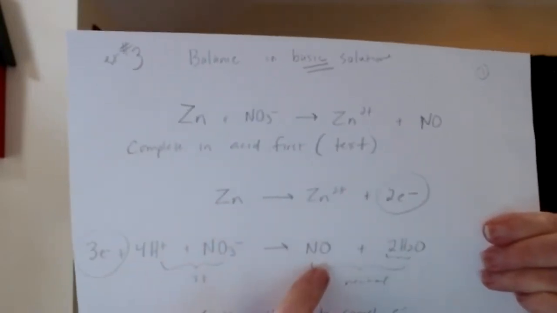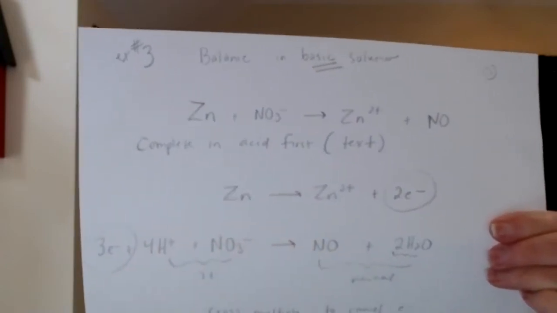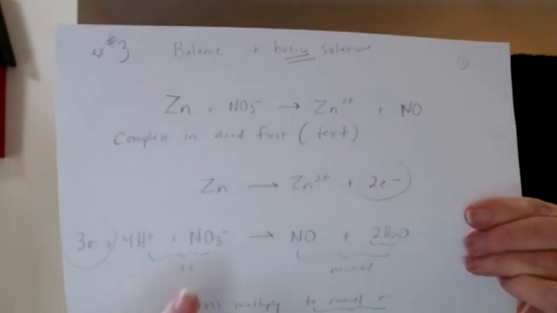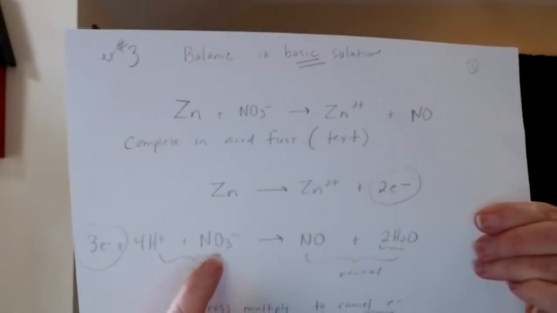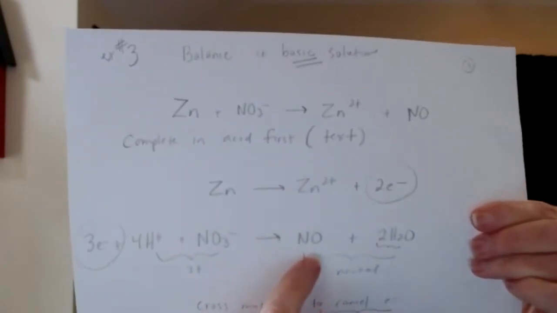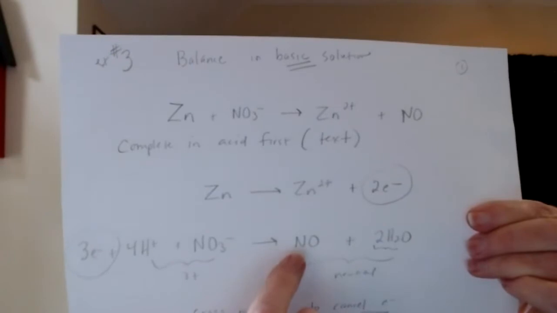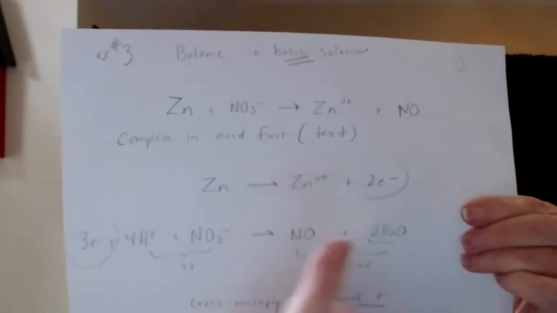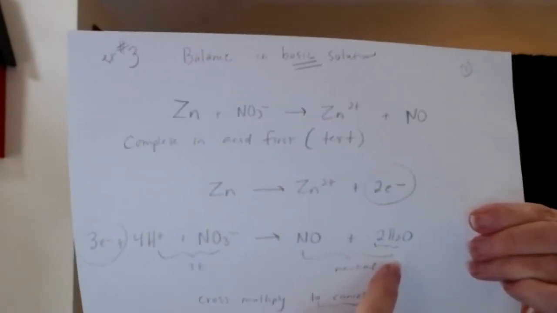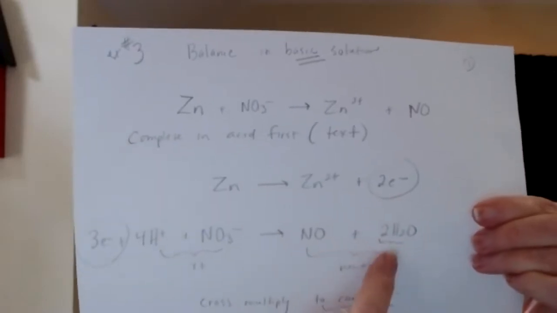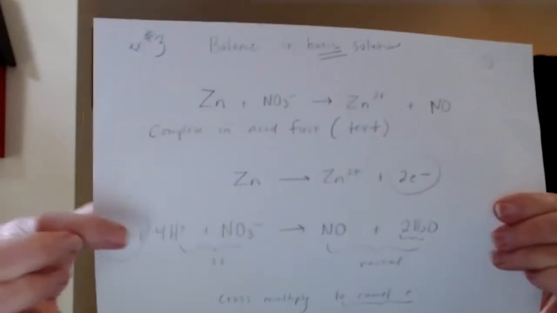Nitrate to NO. N and N, that's balanced atomically. Okay, I have 3 oxygens here and only 1 here. This side is missing 2 oxygens. Add 2 waters. Now I've got 4 hydrogen ions. Put it over here.